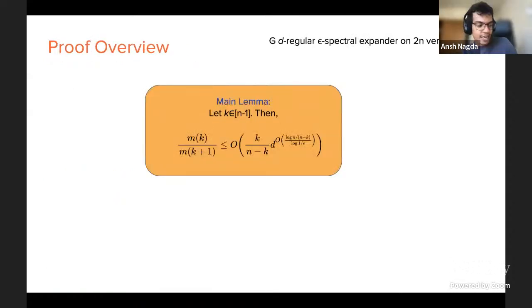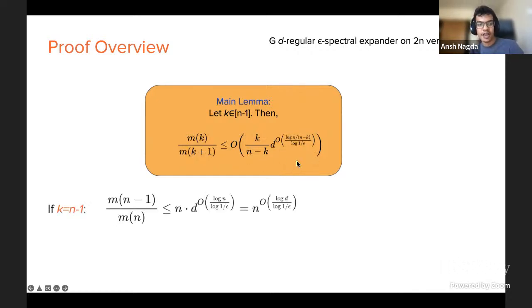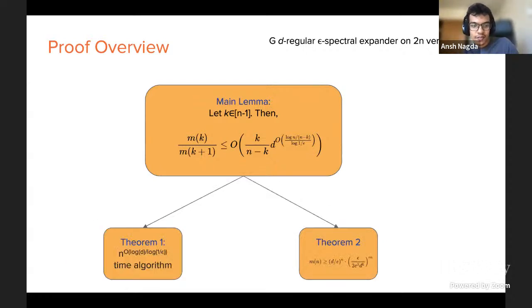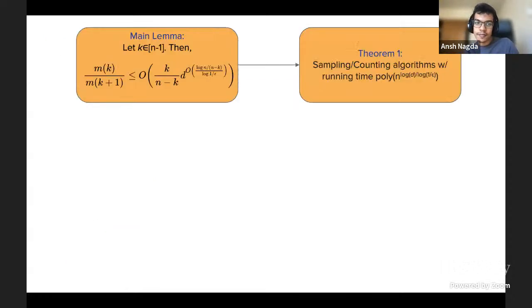So let me tell you the main ingredient of our proof. The kind of inequality that we show is that for every k, the ratio of the number of k-matchings to the number of (k-1)-matchings is bounded by this quantity on the right. For some intuition, you can plug in k to be n-1, and it gives you that this ratio is bounded by n^(log D / log(1/epsilon)). And recall that this was exactly the running time of our algorithm from before. It turns out that we can use this lemma to prove both of our results.